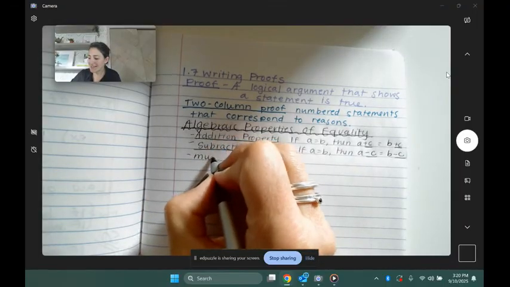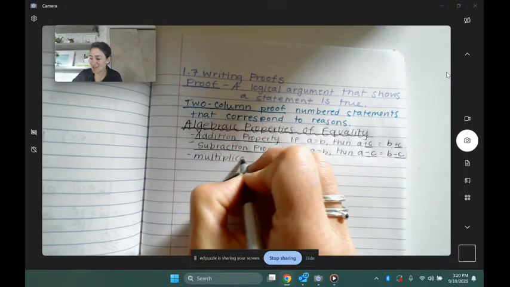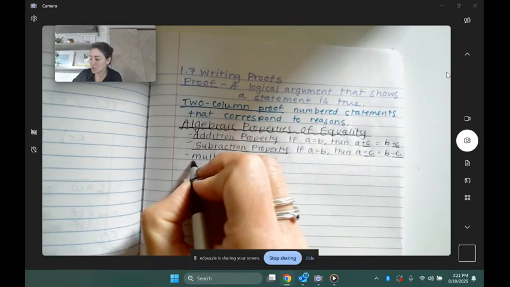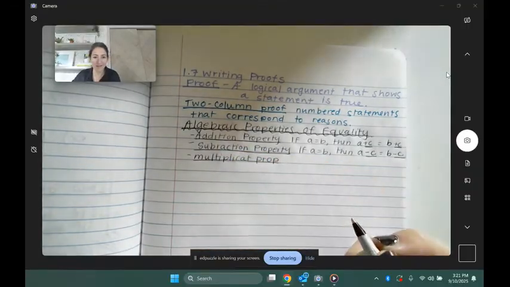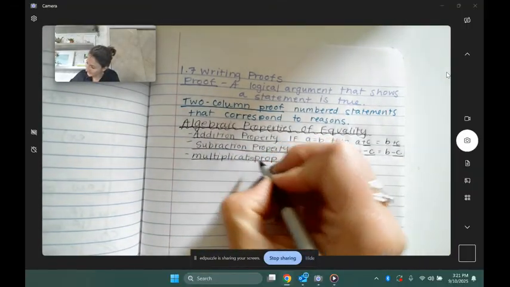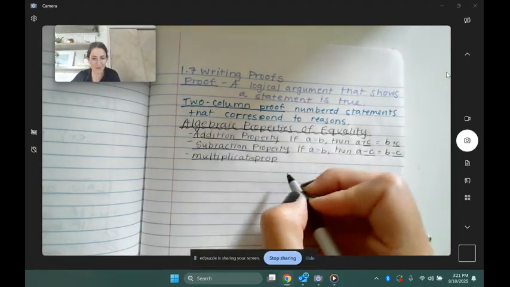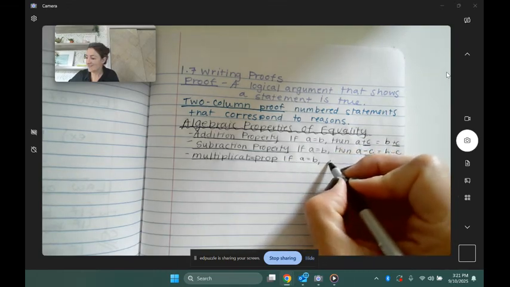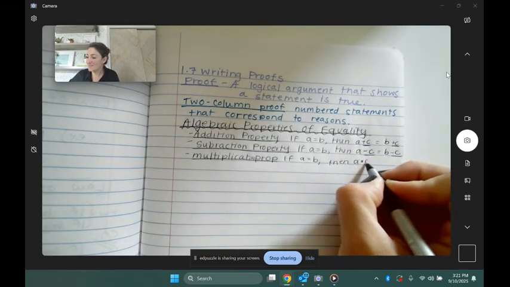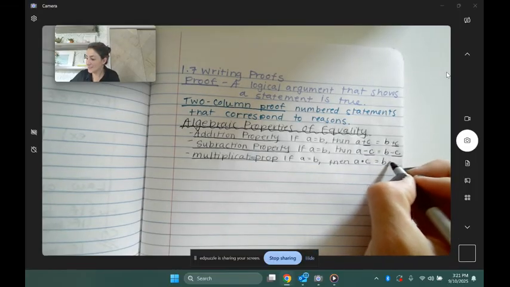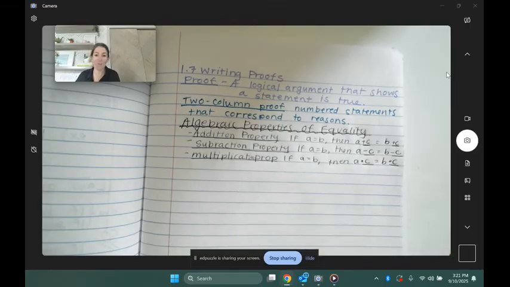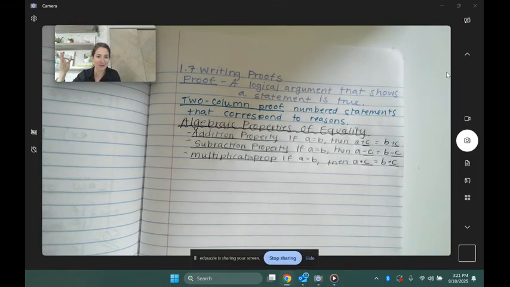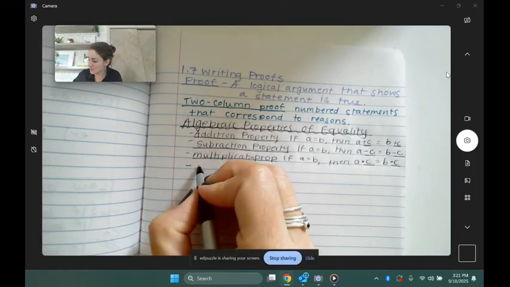How about any guesses what the multiplication property of equality says? Anybody? It's the same thing. If A is equal to B, then A times C is equal to B times C. You can multiply the same thing on both sides. Does anybody know what's next? I know you know. It's the division property. That's what you were thinking, right?